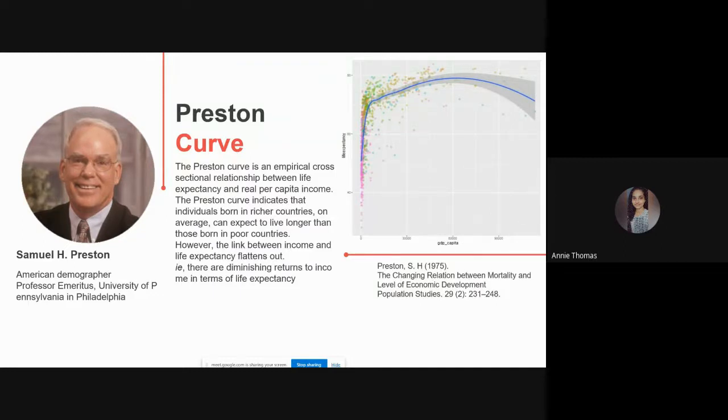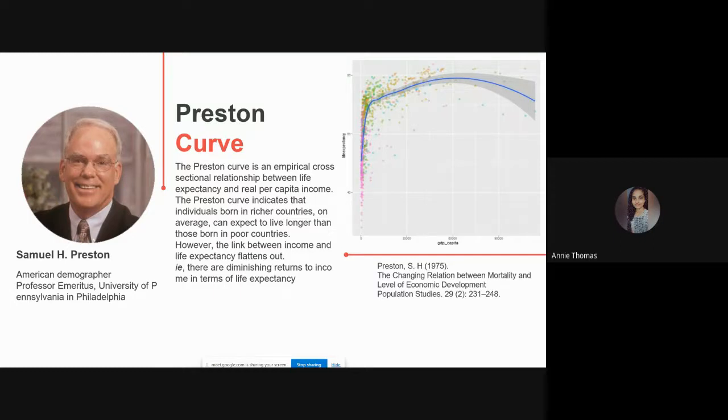So basically, the Preston curve shows the empirical cross-sectional relationship between life expectancy and real per capita income, and it demonstrates that richer countries have higher life expectancy than poor countries. However, the link between income and life expectancy flattens out. That is, there are diminishing returns to income in terms of life expectancy. This is because recently life expectancy has increased in most countries independently of changes in income. Betterment in health facilities, education, technology, vaccination, and other healthcare services increases life expectancy in poor countries also, independently of changes in income. Diminishing returns to income in terms of life expectancy means that as income increases, life expectancy increases up to a certain point. After that point, it saturates or flattens. That will become clearer in our coming slides.